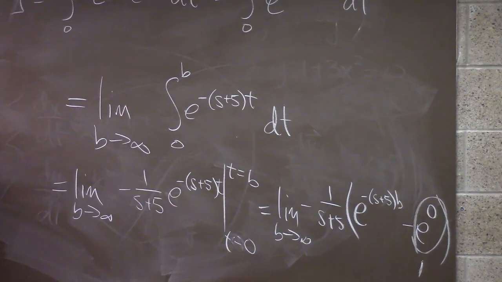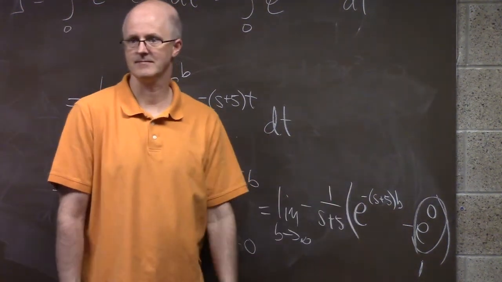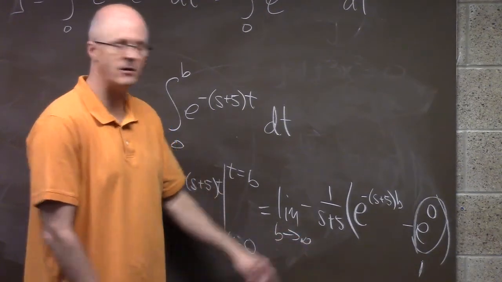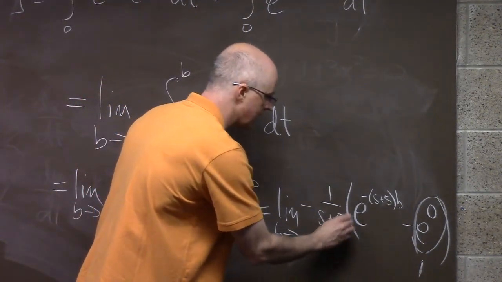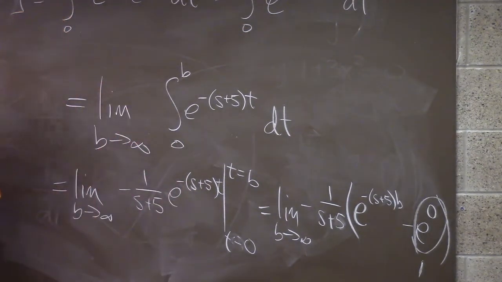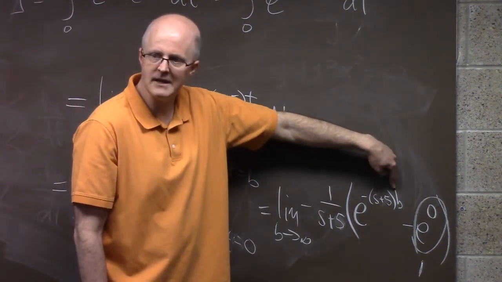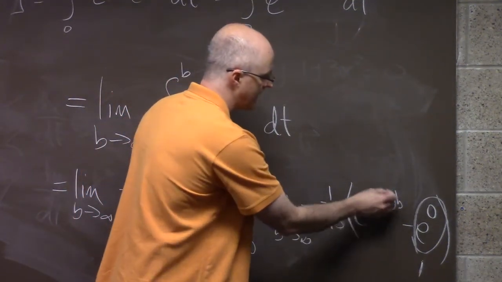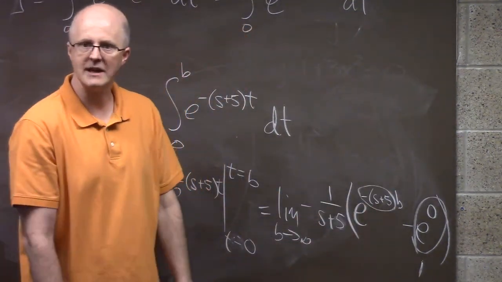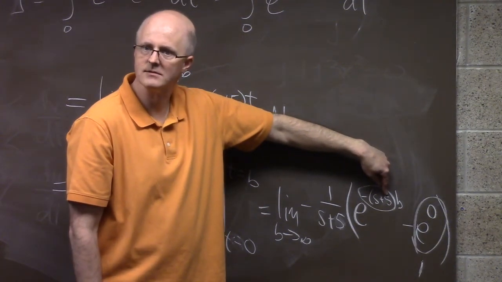Does this limit exist as b goes to infinity? It depends on what s is. s can't be negative 5. We don't want to divide by 0 here. Like, this whole calculation is not valid when s is negative 5, starting right there. In fact, you want the coefficient of the b to be negative, which is going to happen exactly when s plus 5 itself is positive.